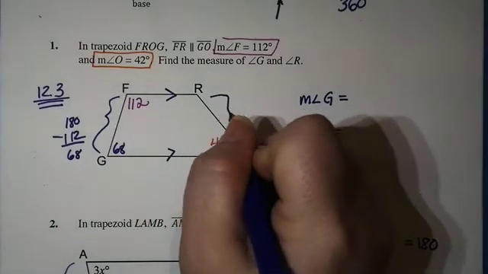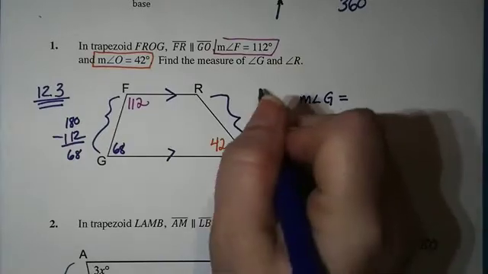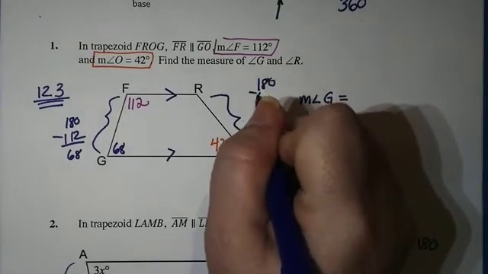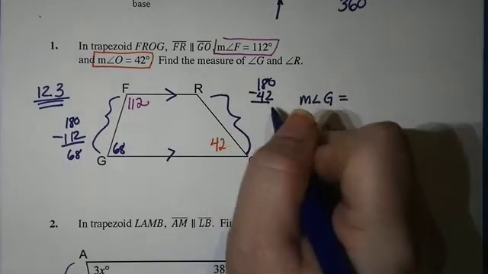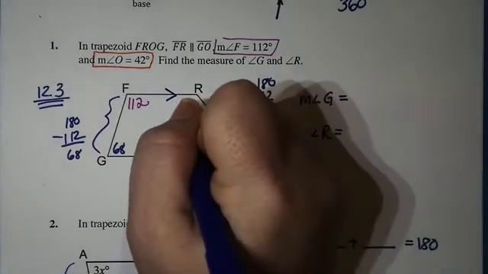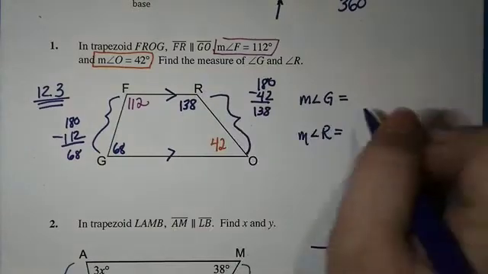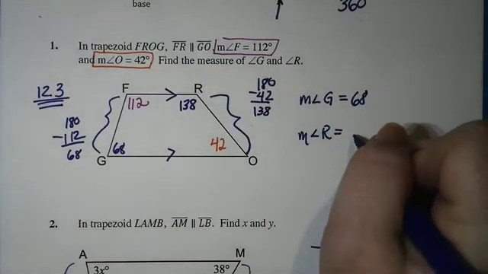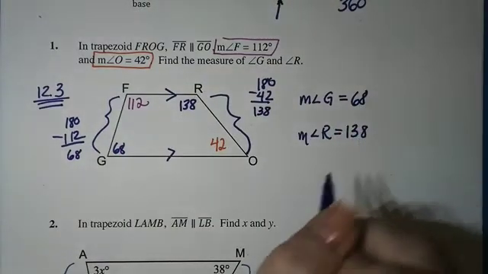So what you have is your own separate 180 on this side. So 180 subtract out our 42 just leaves us 138 degrees. So just like that, we have angle G and we have angle R.